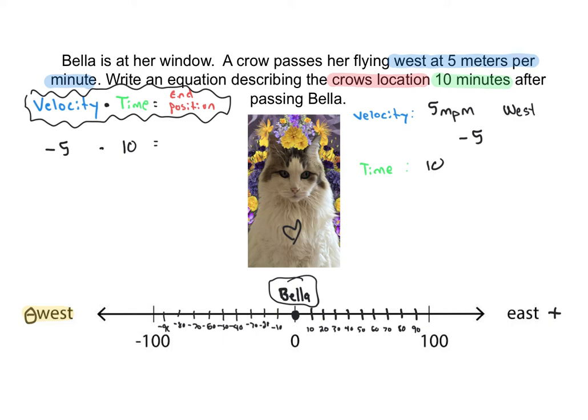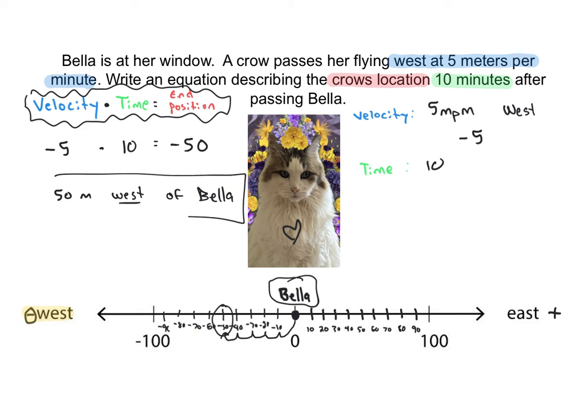Now, if we are moving negative velocity in positive time, that's going to look like negative 5 groups of 10. So we're going to say, well, there's 1, 2, 3, 4, 5 groups of 10. So this crow's landing position is negative 50. And we would write this, if Bella's reference position is 0, then this crow would be 50 meters west of Bella.